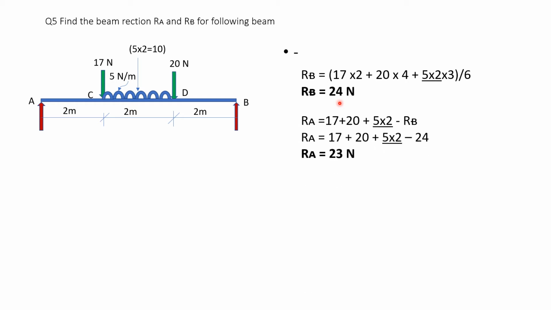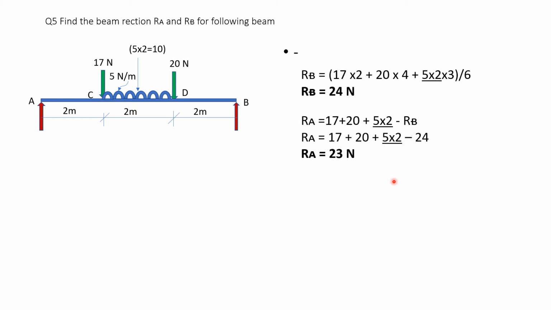Then for RA is equal to, going downward the forces are, first the point loads 17 and 20, so 17 plus 20. Now this UDL we want to write as the equivalent point load, so that is 5 into 2, minus RB. Now the UDL is also going down, so it is also positive. So substitute the value of RB from here as 24. So 17 plus 20 plus 5 into 2 minus 24.